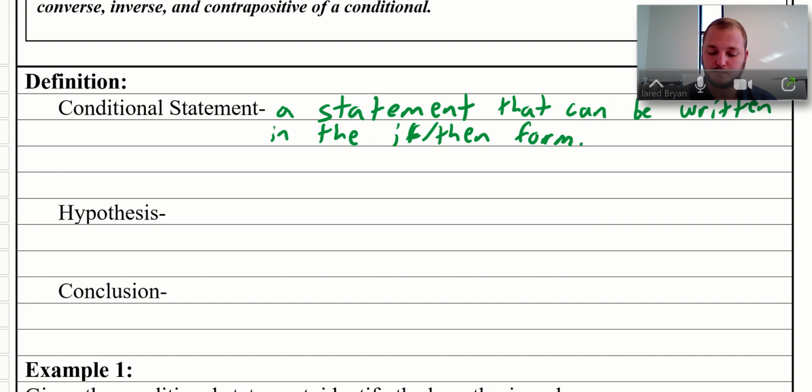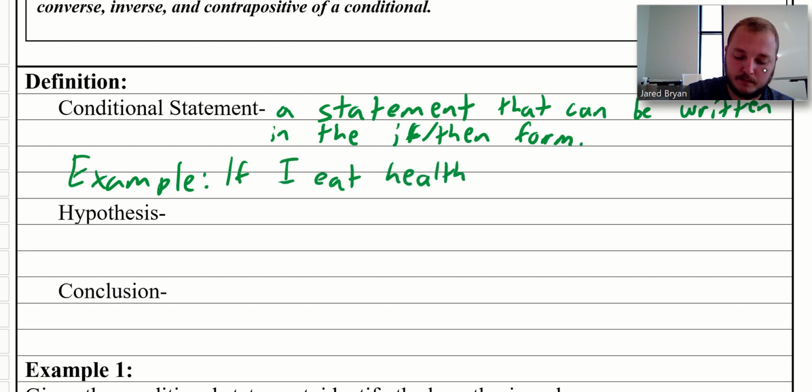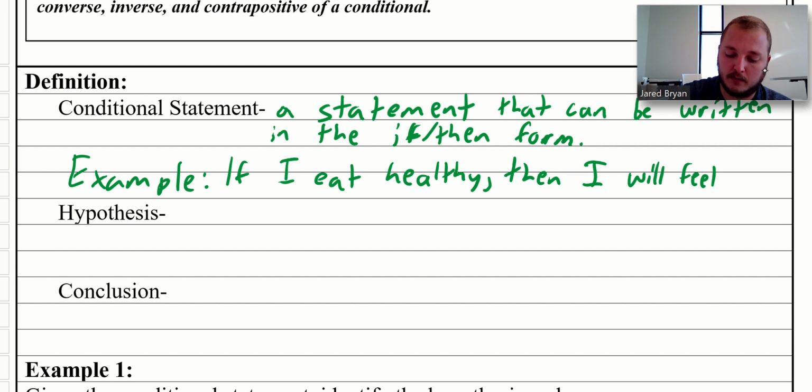So for example here, you could come up with legitimately millions of these kinds of examples of if-then statements. But for instance, we could say, if I eat healthy, then I will feel better. Okay? If I eat healthy, then I will feel better. This would be an example of a conditional statement. And notice some of you might agree or disagree with this statement, but that's the basic idea. Okay? So that's the first piece.